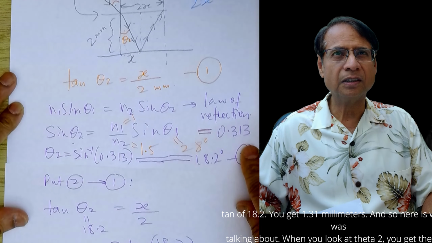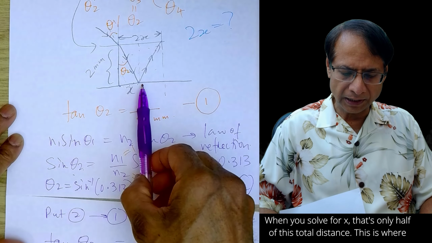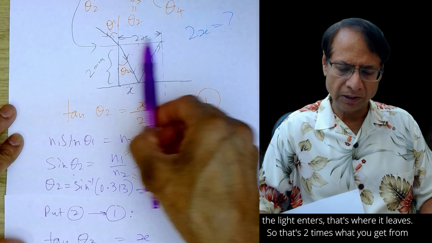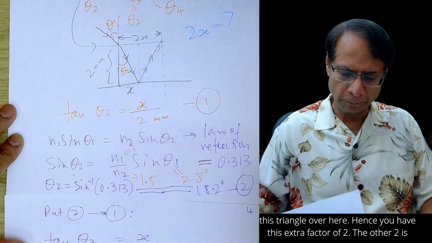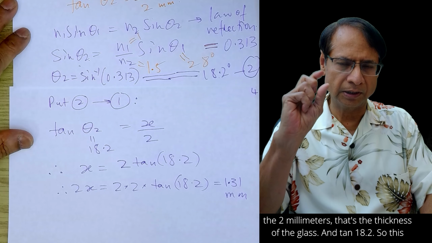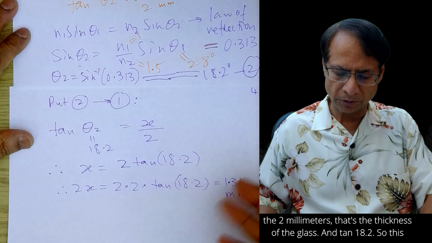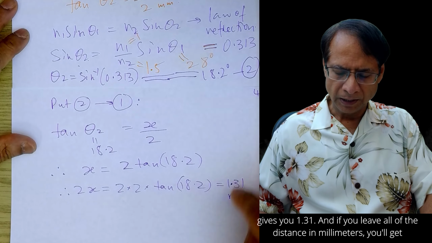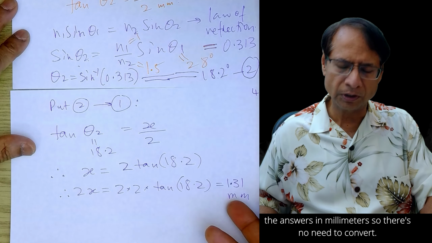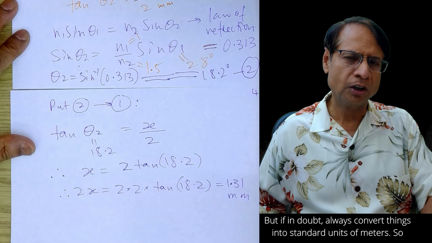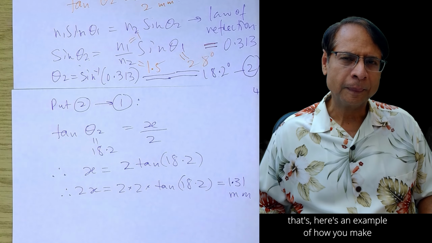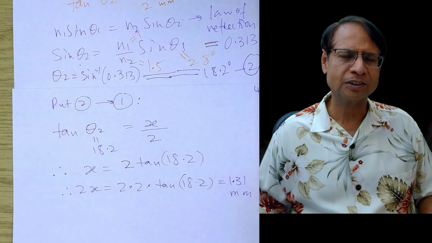And so here is what I was talking about. When you solve for x, that's only half of this total distance. This is where the light enters, that's where it leaves. So that's 2 times what you get from this triangle over here. Hence you have this extra factor of 2. The other 2 is the 2 millimeters, that's the thickness of the glass, and tan 18.2. So this gives you 1.31. And if you leave all of the distance in millimeters, you'll get the answers in millimeters, so there's no need to convert. But if in doubt, always convert things into standard units of meters. So here's an example of how you make use of the reflection and refraction laws.